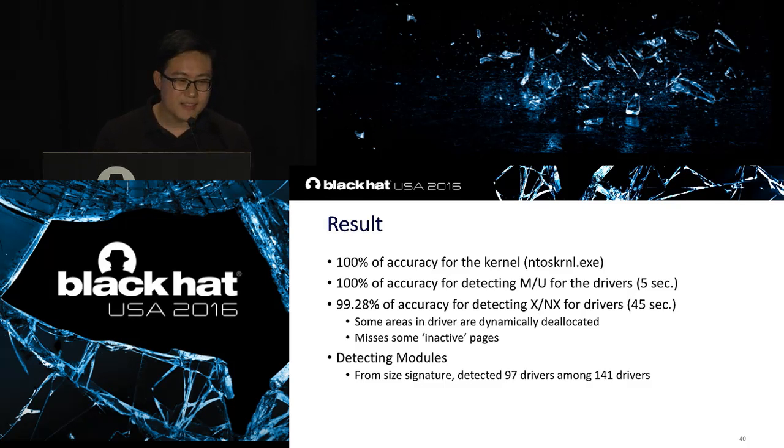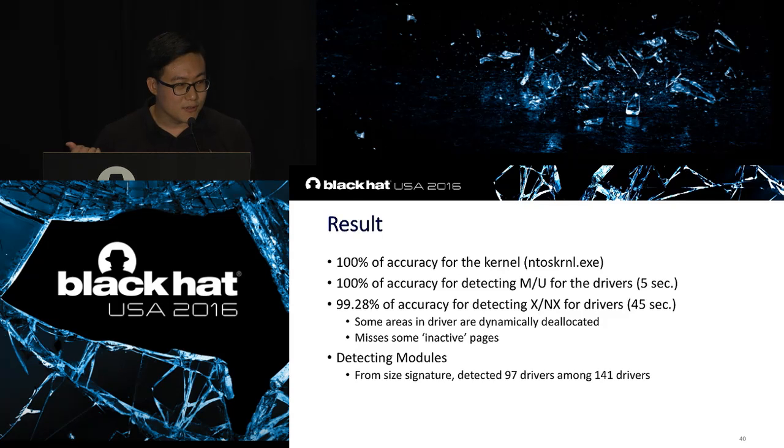And the reason behind this is that in Windows, drivers have some memory areas that can be dynamically deallocated or have their permission changed. So at the time of the attack, we correctly measured the timing, but later it could be changed by the driver. In addition, TSX has an inherent limitation: if the page is marked as inactive, we cannot measure the timings. So we missed some of them, but still it is over 99%.